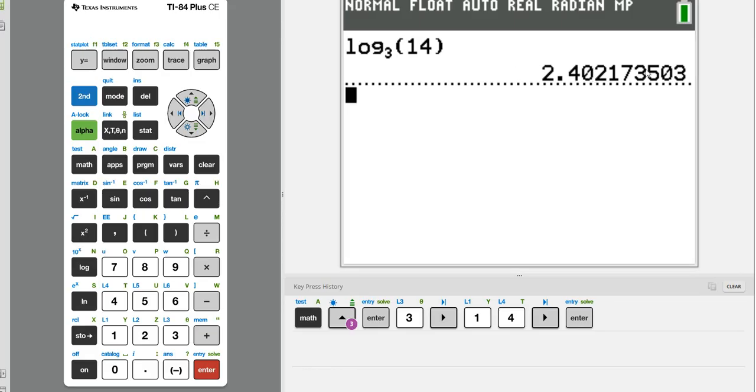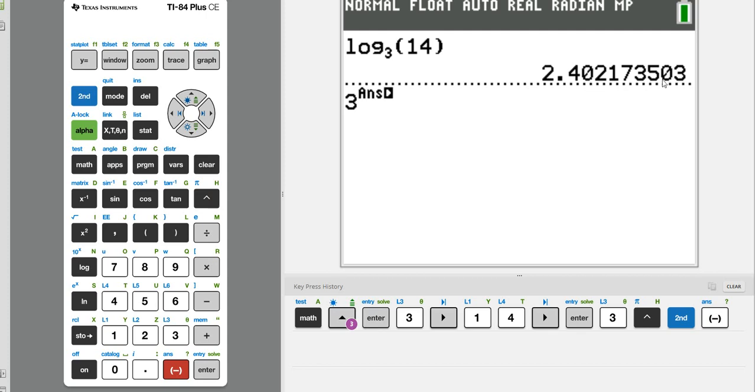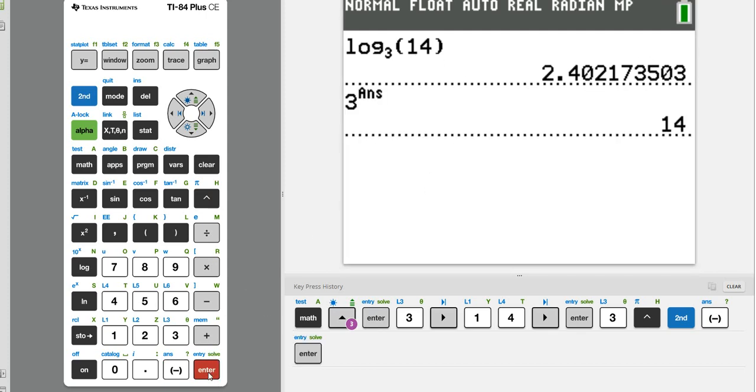So I don't want to type this number into my calculator. So what I'll do is I'll do 3 raised to the power of this number. And that number is stored in a little place down here called answer. If you hit the second key, then the opposite key, it's going to take the full precision of this number and put it in as your exponent. You should get exactly 14. Sweet. So nice little trick there.